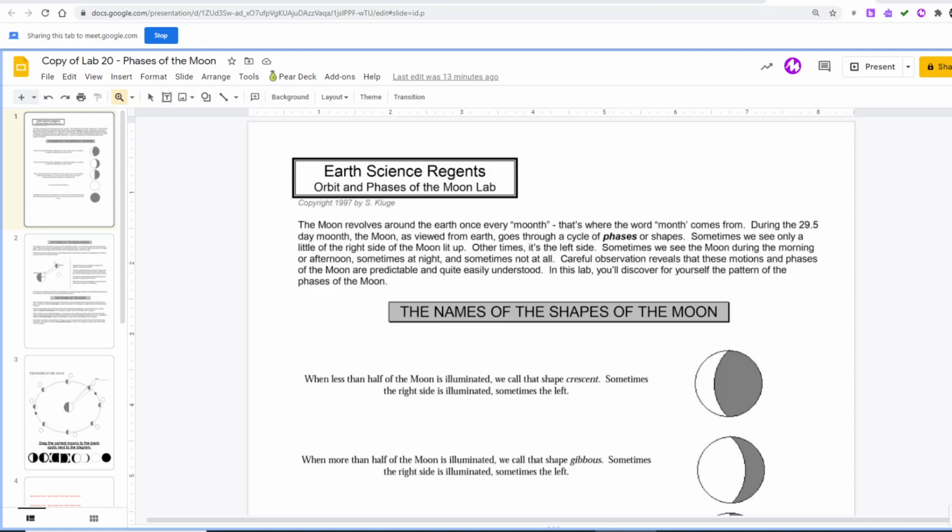So yeah, if you don't want to be recorded, you could always just type in the text box and your name won't come up. But so this is lab number 20. It says here Earth Science Regions, Orbit and Phases of the Moon Lab.